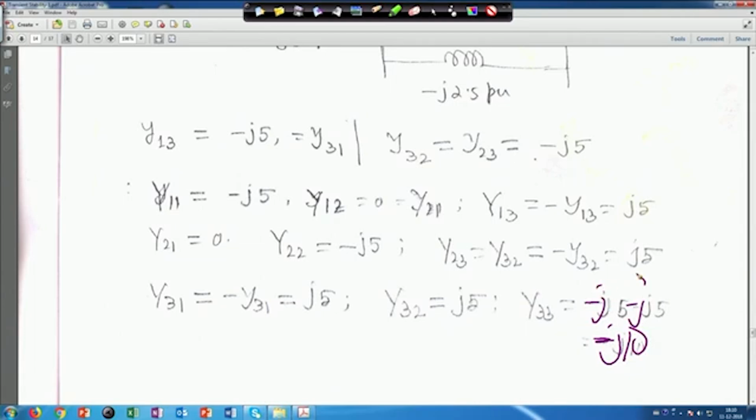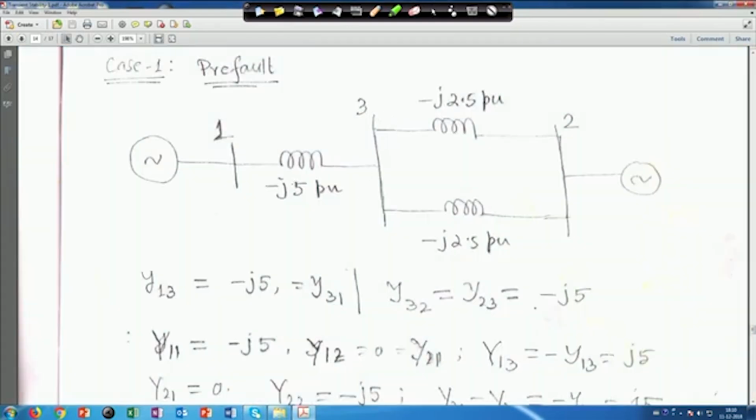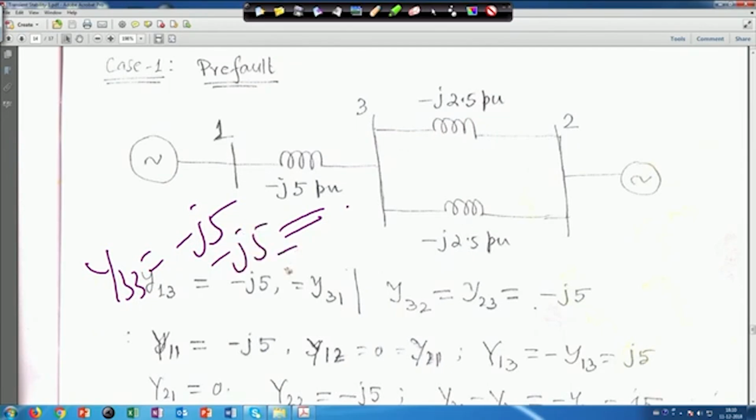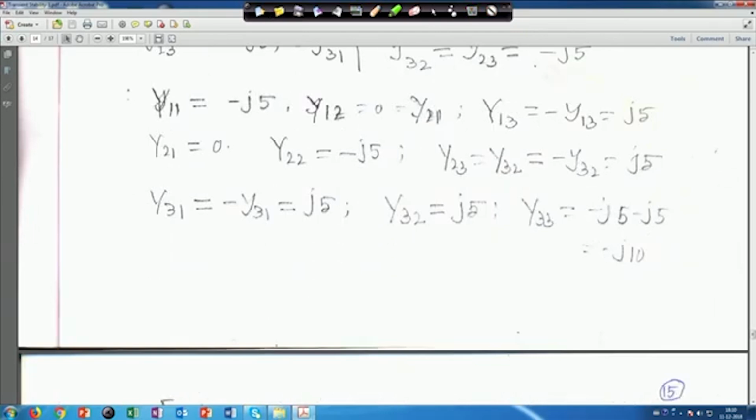So, if you look at the diagram, that is Y33. Y33 will be this one, minus j5, and another thing is that these two are in parallel. So, their equivalent is minus j5, so it is equal to minus j10 per unit. That means this is your Y33.